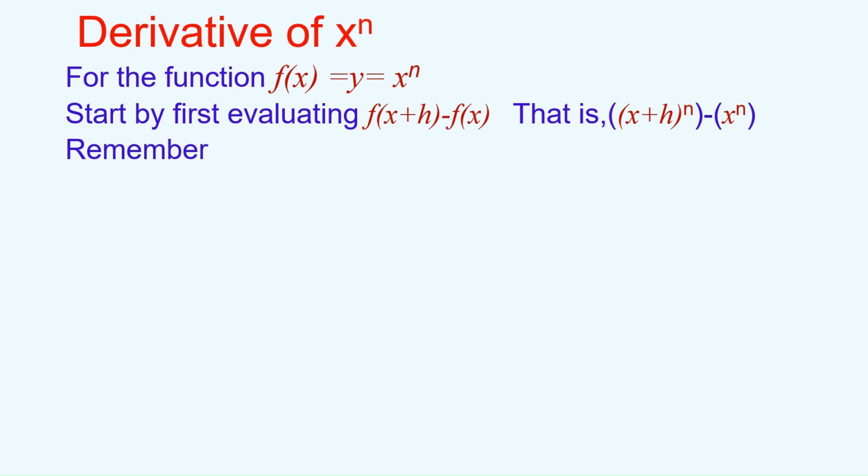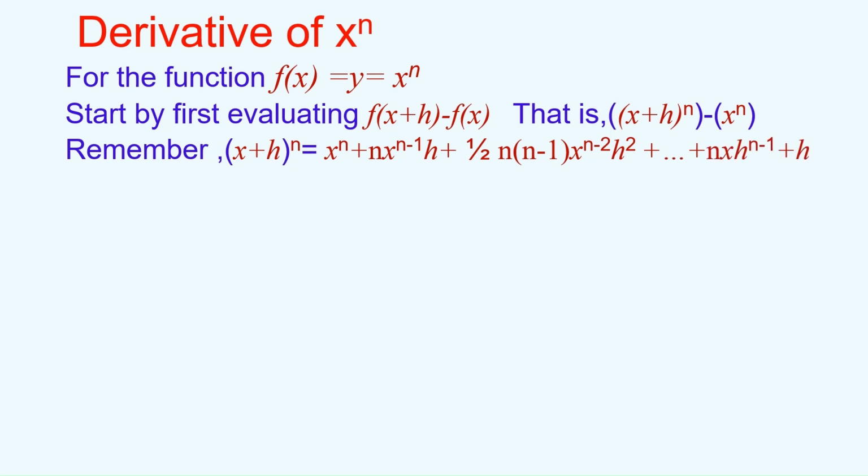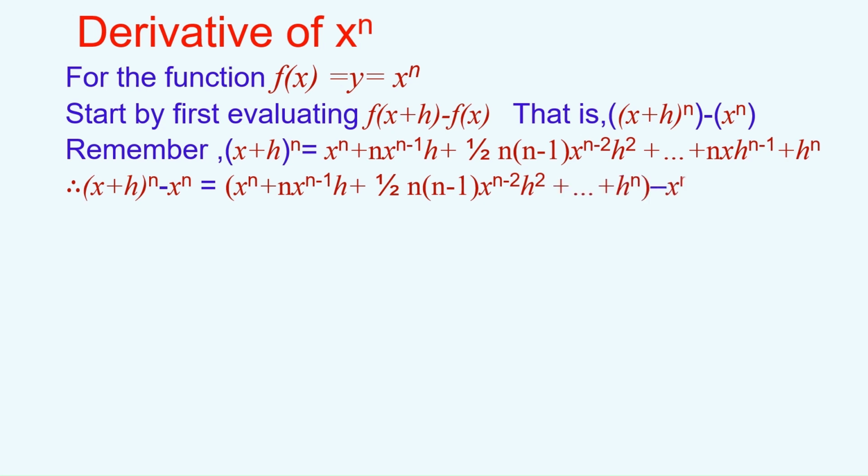Remember, (x+h)^n = x^n + n x^(n-1) h + 1/2 n(n-1) x^(n-2) h^2 + n x h^(n-1) + h^n. Therefore (x+h)^n - x^n = x^n + n x^(n-1) h + 1/2 n(n-1) x^(n-2) h^2 + n x h^(n-1) + h^n - x^n.